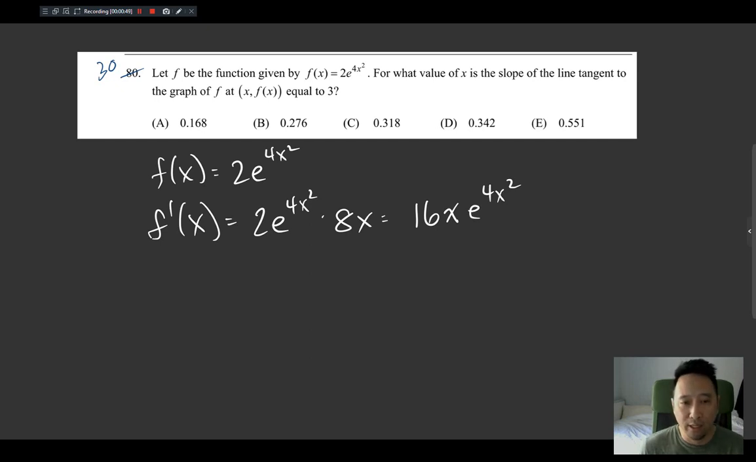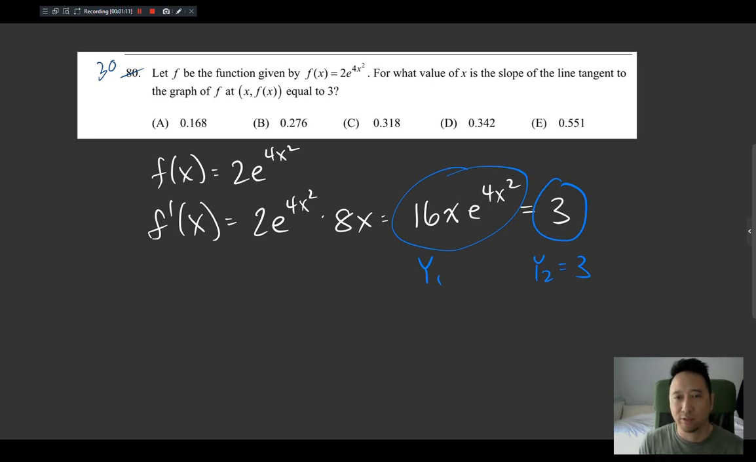Okay? And we're trying to see when this equals 3. So what you're going to do is say this right here in my calculator is going to be my y1. And then this right here is going to be my y2. Y2 equals just 3. And then you're going to find the intersection to see where these graphs match. Okay, and that's it. You're going to calculate it out. You should get, I believe, x equal to 0.168, which is choice A.